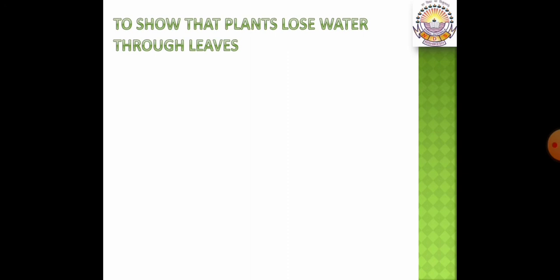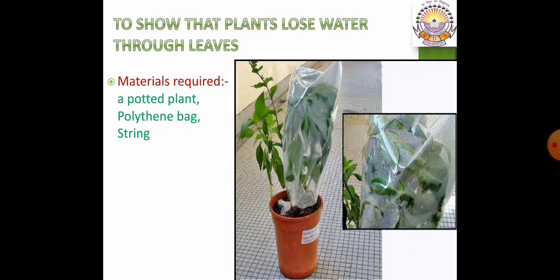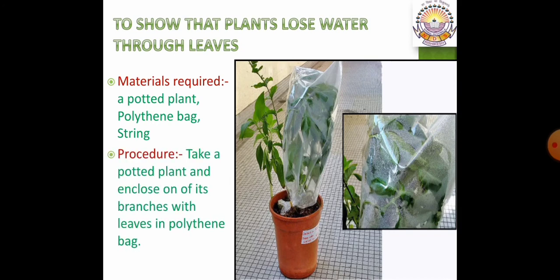That means we have to prove the process of transpiration, and the materials required here are a potted plant, a polythene bag and a string. Now let's see the procedure. Take a potted plant and enclose one of its branches with leaves in a polythene bag. As you can see, it is mentioned in the picture also.